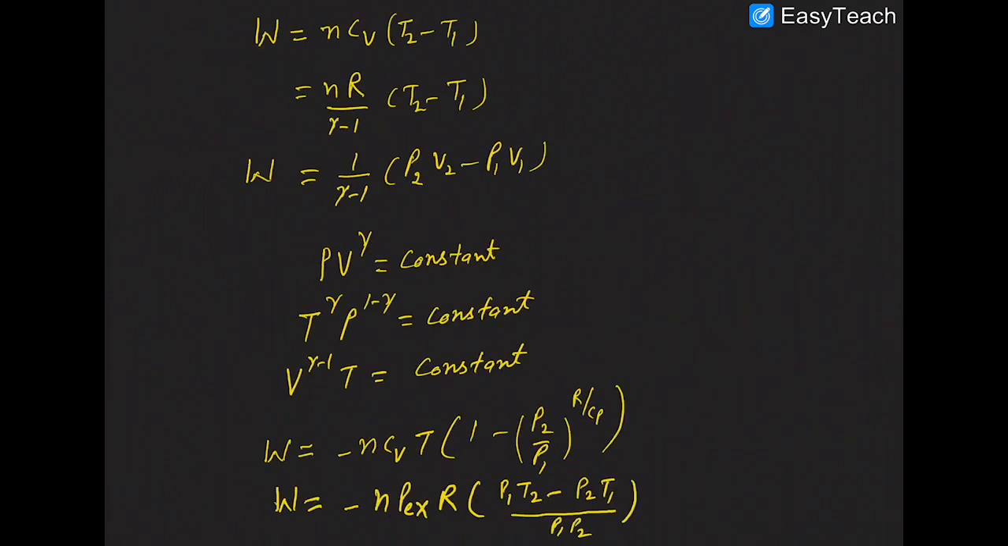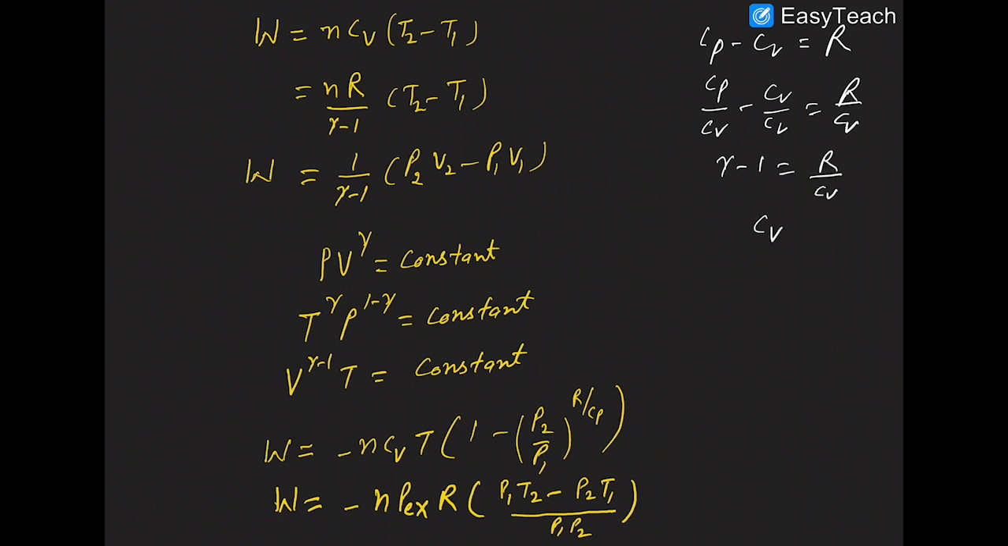In place of CV, what can you put? You can put R/(gamma minus 1). Everyone knows that CP minus CV equals R. So if you divide, CP by CV minus CV by CV equals R by CV, so it becomes gamma minus 1 equals R/CV. So in place of CV, you can put R/(gamma minus 1). In place of CV, you will put that value.